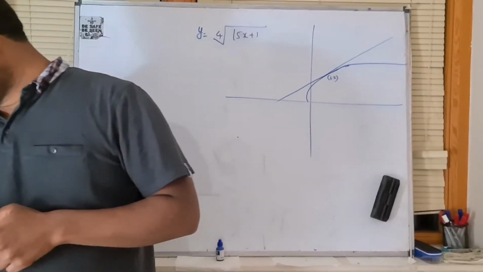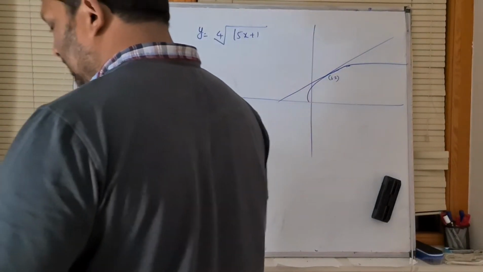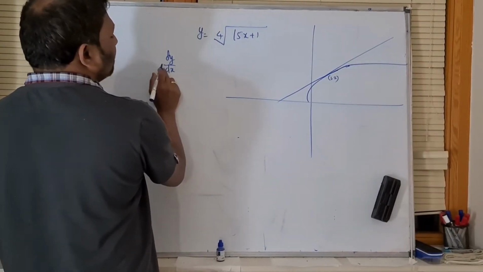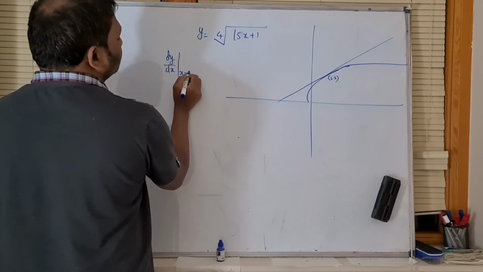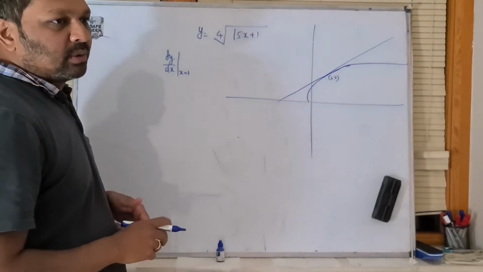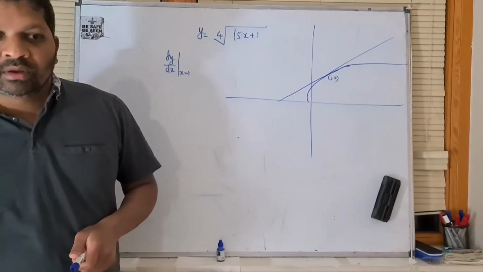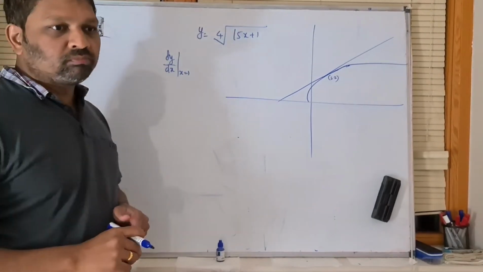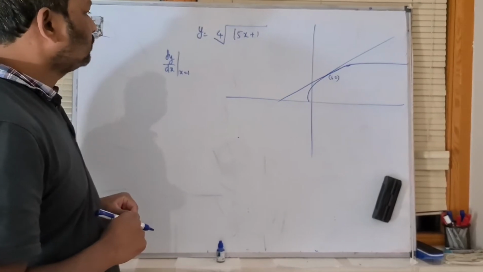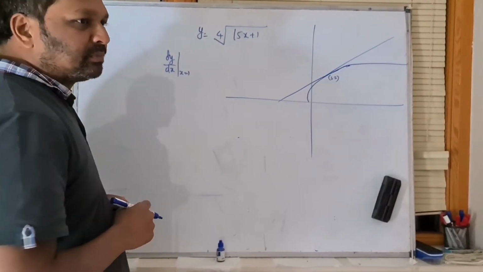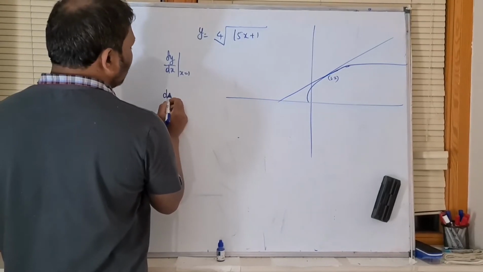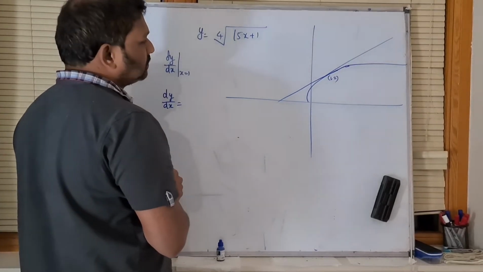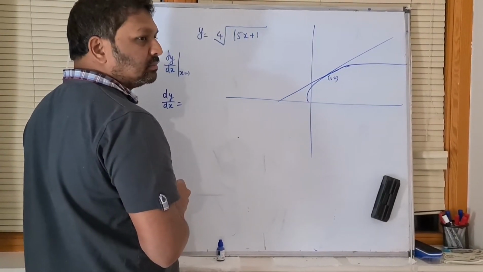The question is, find dy by dx at x is equal to 1. You can also write it like this, at x is equal to 1. So how do you do that? First you find dy by dx. What formula are you going to apply here? It is the chain rule, to find the slope of the curve, dy by dx. What curve? This is the curve.